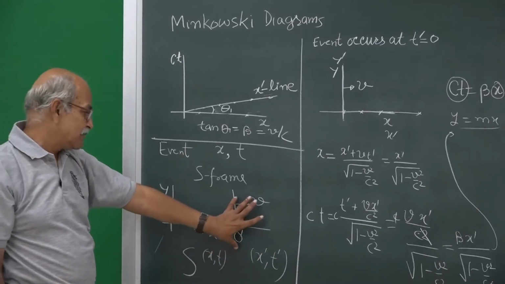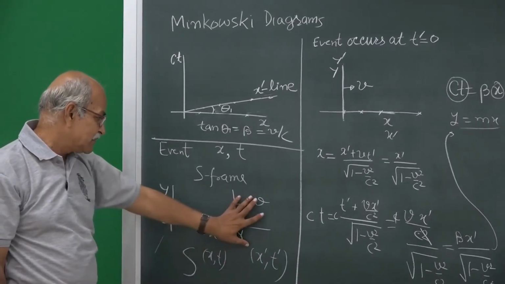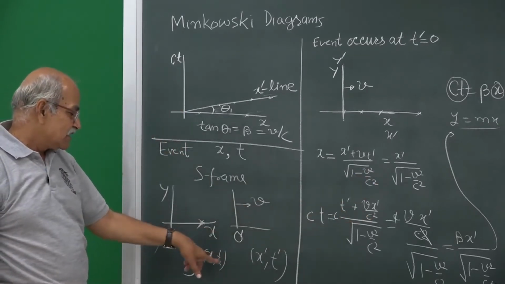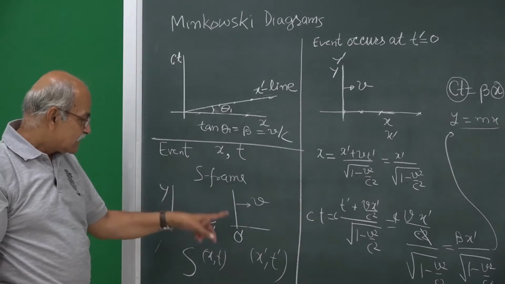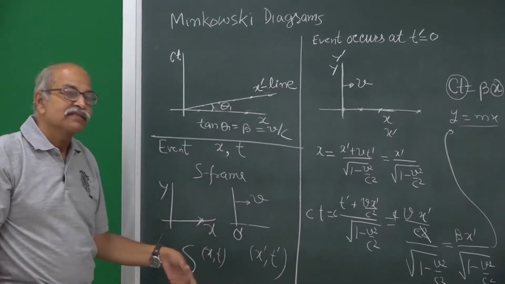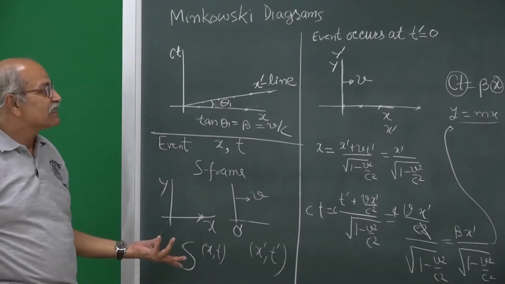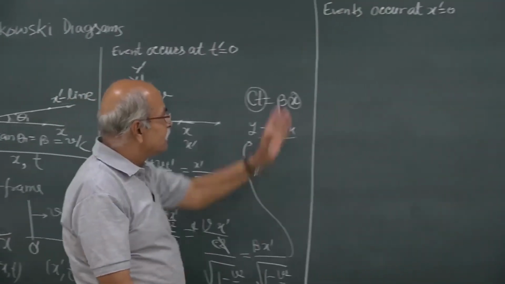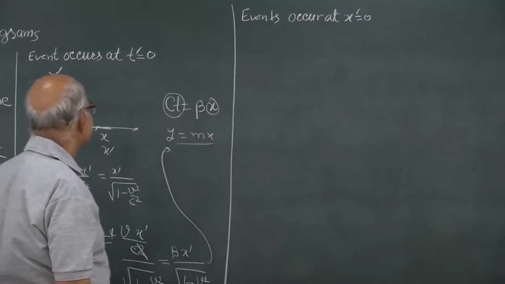This frame may be here as seen from S, this frame may be here, this frame may be here. So, I am talking of events which occur at the origin of S prime at a certain time. Those are events occurring at x prime equal to 0.